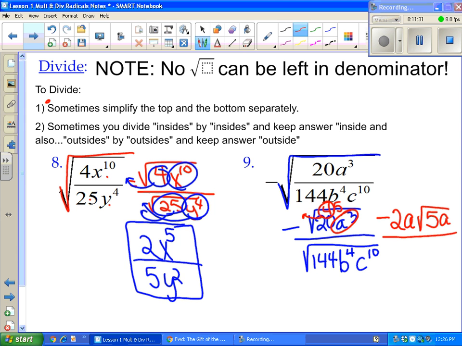Now on the bottom, square root of 144 actually comes out, because I'm working with it separately. That's a perfect square. That's actually 12 times 12. So the square root of 144 is 12. B to the 4th, dividing by 2, I can bring out B to the 2nd. C to the 10th, dividing that exponent by 2, I can bring out C to the 5th. Looks like I'm almost finished.